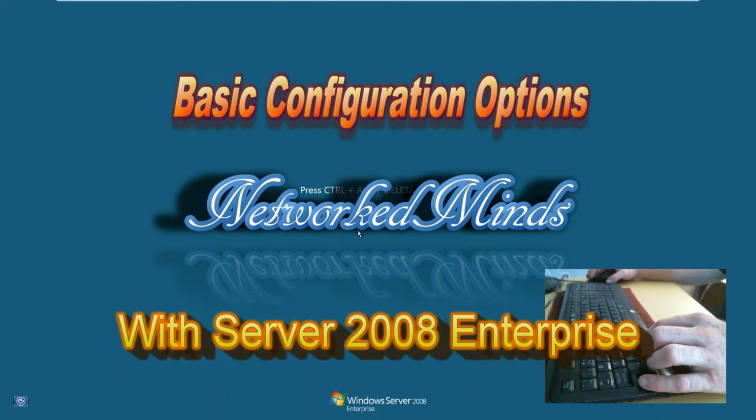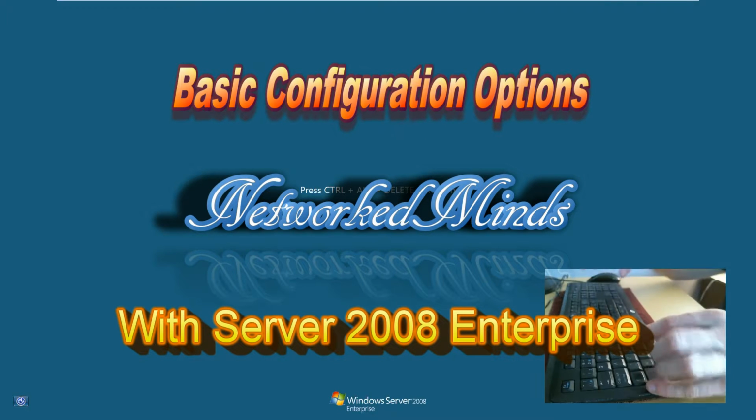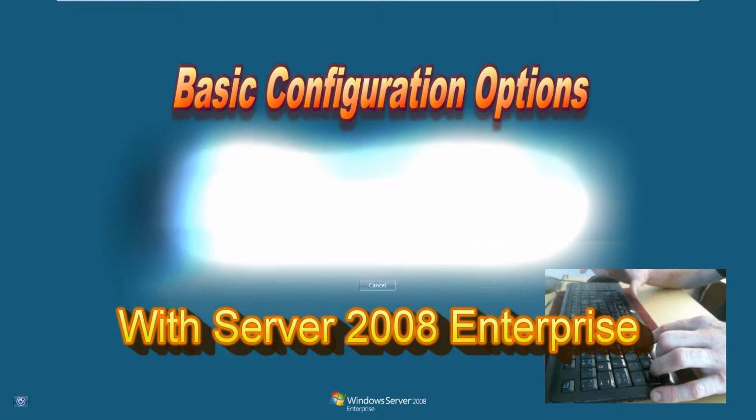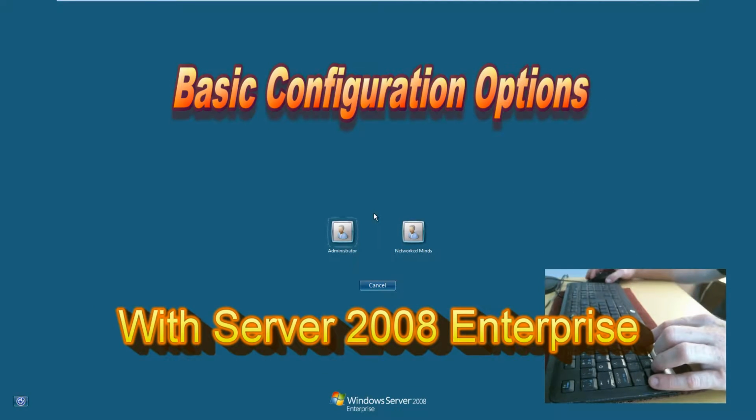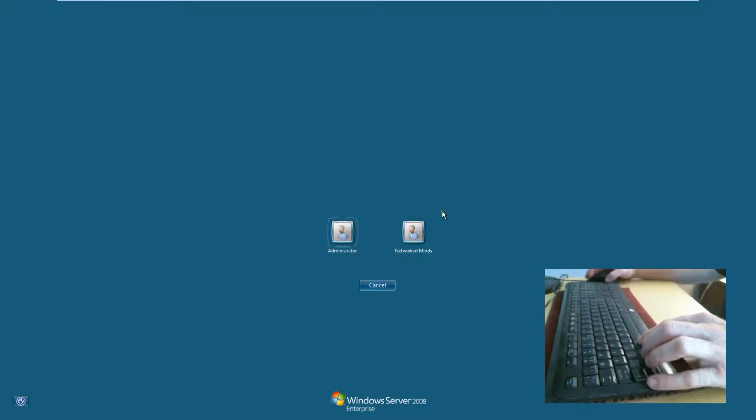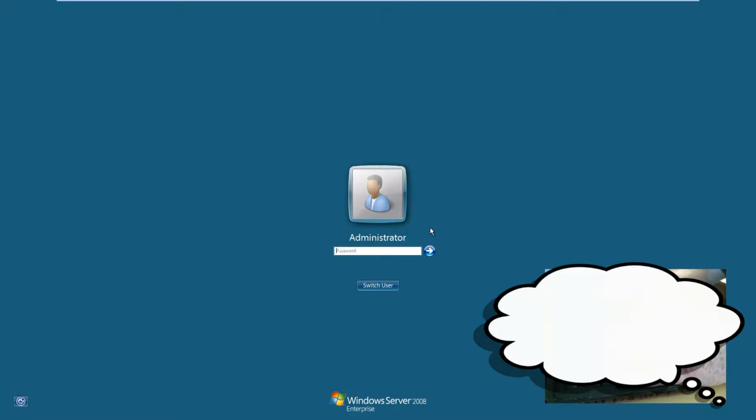Okay, so now we have Server 2008 Enterprise installed. We're going to go ahead and log in and show you some basic configuration options to start. Log in on a virtual machine by hitting Control-Alt-Insert, or on a regular computer by Control-Alt-Delete. Now, you're going to see your users that you've made in your setup. Let's go ahead and use administrator and type in our administrator password.